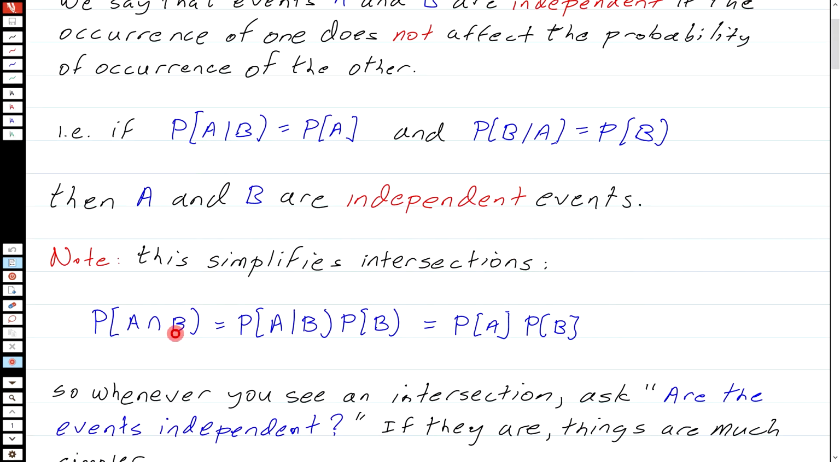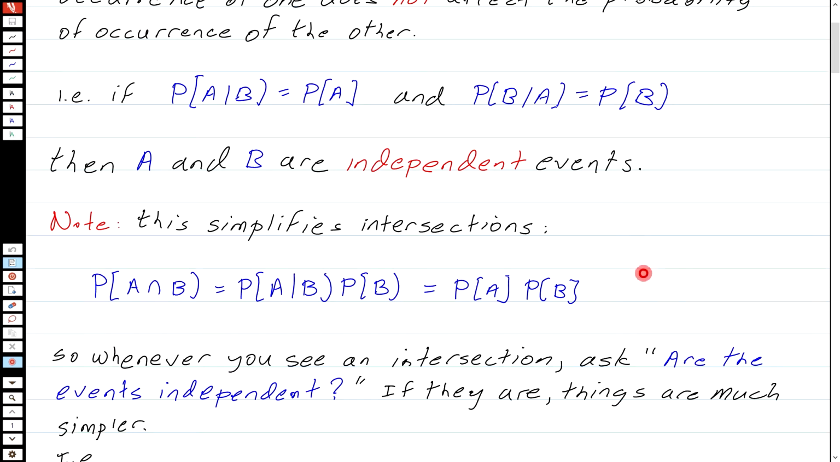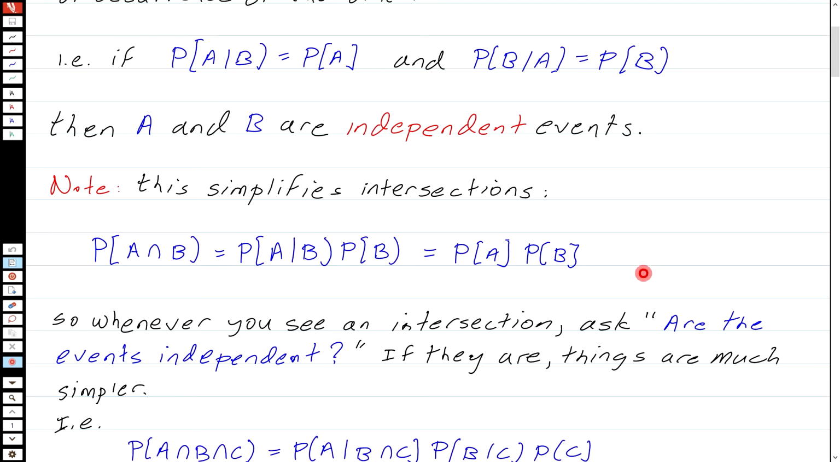The probability of A intersection B, we know our rule, is the probability of A given B times the probability of B. But now, since the probability of A given B is just my original probability of A, this probability of an intersection becomes just the product of the two probabilities. So whenever you see an intersection, ask, are the events independent? If they are, things are much simpler.